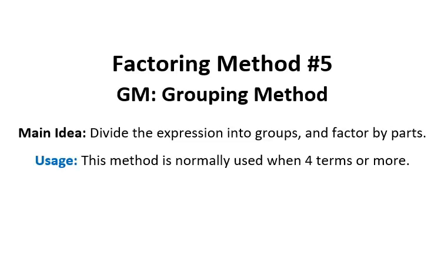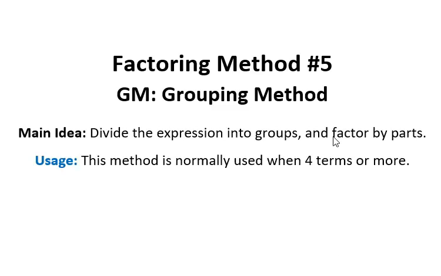Okay, we're factoring expressions, and we're going to talk now about factor method number 5, which we call grouping method. The main idea of grouping method, as the name tells you, is that we need to divide the expression into groups and then we factor by parts. This method is normally used when we have 4 terms or more. So let's see how we use this method.